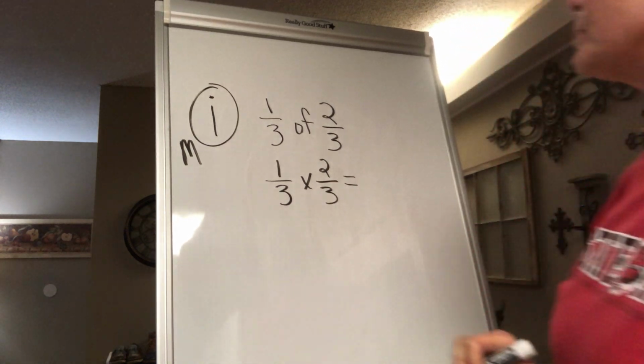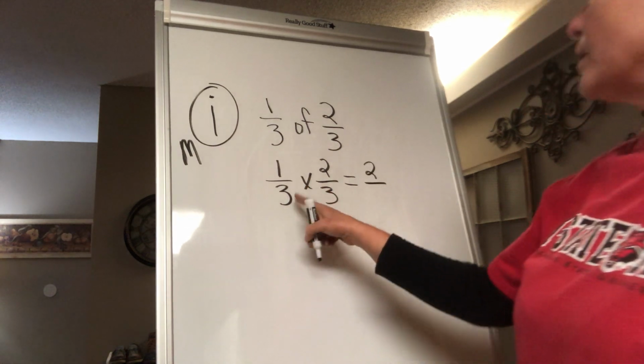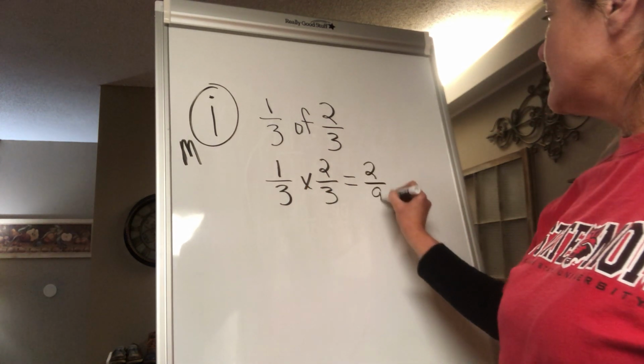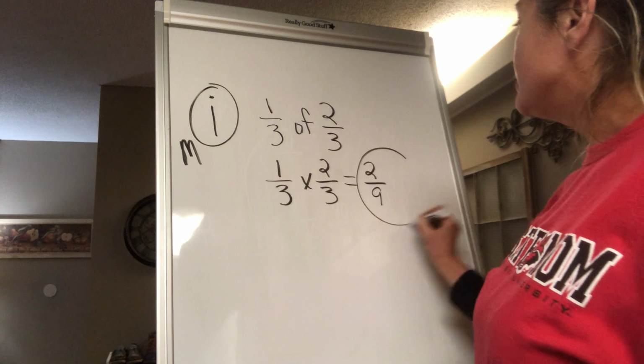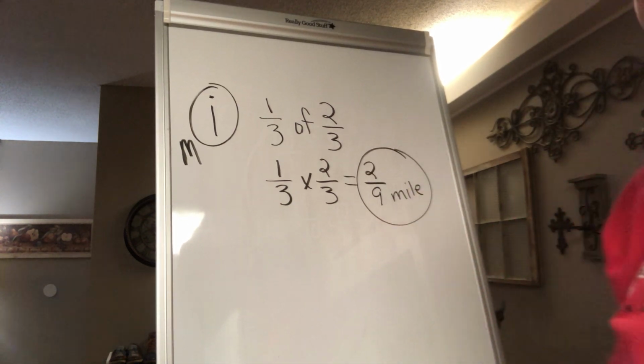And then I multiply straight across. 1 times 2 is 2. 3 times 3 is 9. So he's running 2/9 of a mile each day.